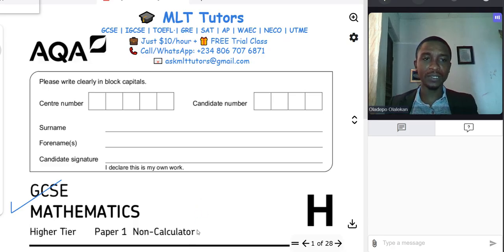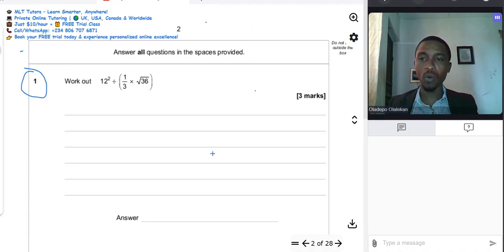Without wasting much time, let's quickly dive into details, and let's start with question 1. Question 1 reads: work out 12 to the power of 2 divided by bracket open 1/3 multiplied by the square root of 36. What kind of method are we going to use to solve this problem?